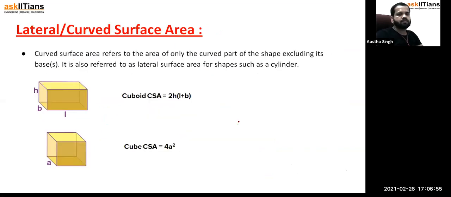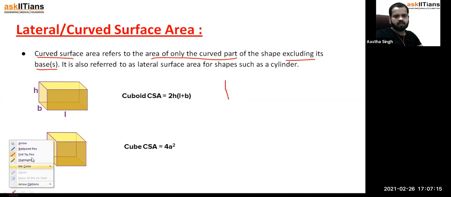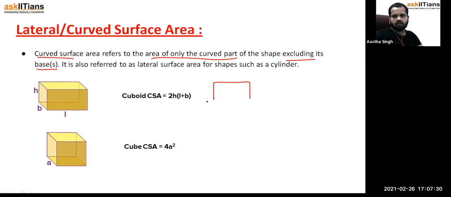Now comes the curved surface area or lateral surface area. Curved surface area refers to the area of only the curved part of the shape, excluding its bases. Suppose in a cuboid, you all know a cuboid, if you take an example, a brick. A brick is in the form of a cuboid. So basically, a rectangle is there, right?